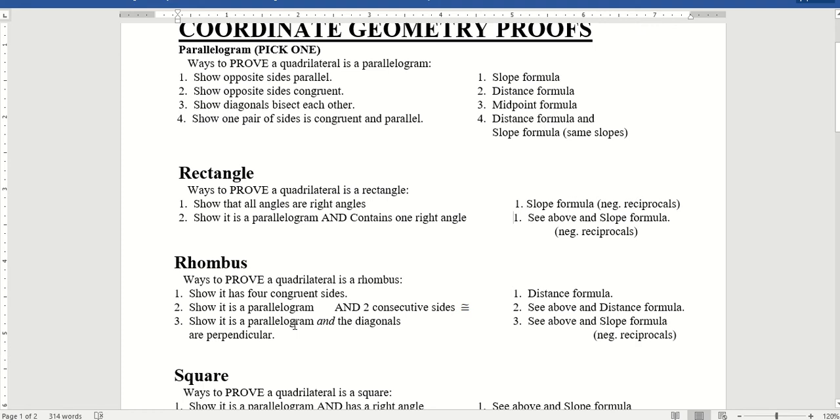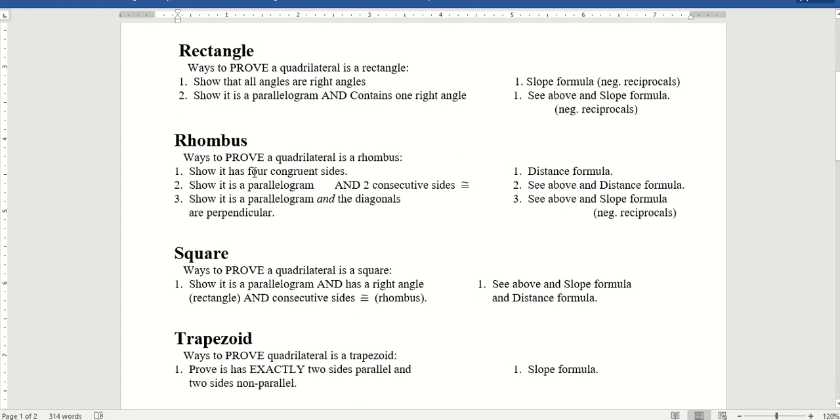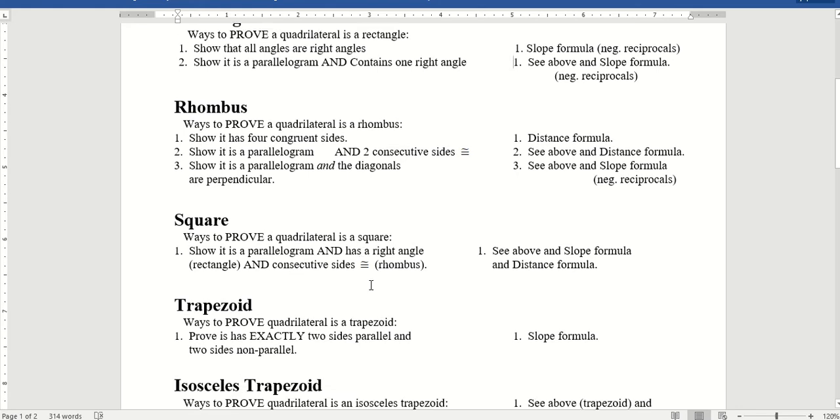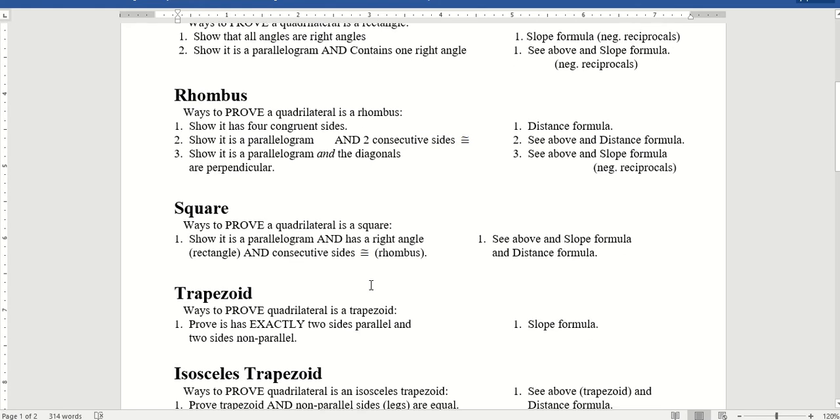For a rhombus, like we did before, you've got to have four congruent sides, or it's a parallelogram and two sides that touch are congruent, or it's a parallelogram and the diagonals are perpendicular. We're going to talk about squares tomorrow as well. For that, it has to be both a rectangle and a rhombus. So we can do a parallelogram, and then rectangle and rhombus, or we can just do straight rectangle with four right angles. We'll talk about that when we get there.